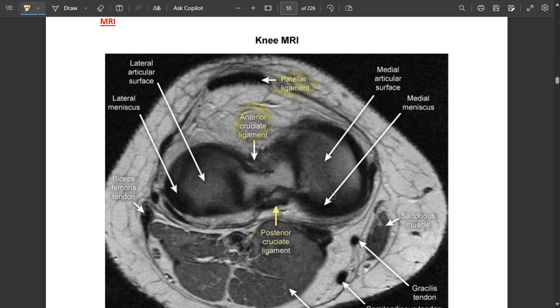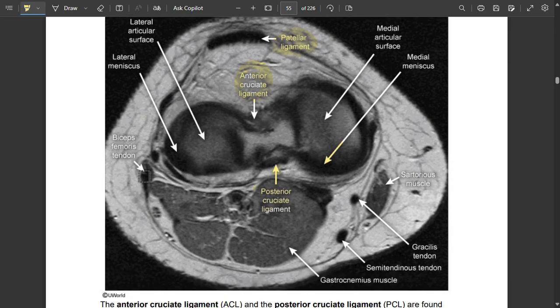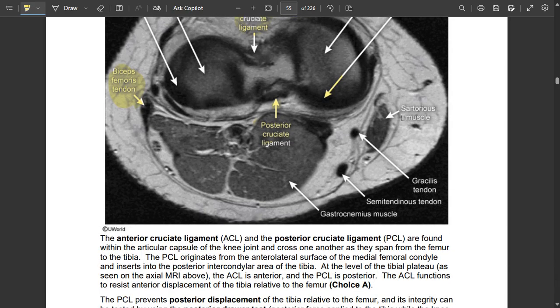These are the two menisci, the medial meniscus and the lateral meniscus, with the lateral articular surface and the medial articular surface. The biceps femoris tendon occurs here on the lateral surface. The sartorius muscle is present on the medial side. The gracilis tendon, semitendinosus, and the gastrocnemius muscle are present posteriorly.